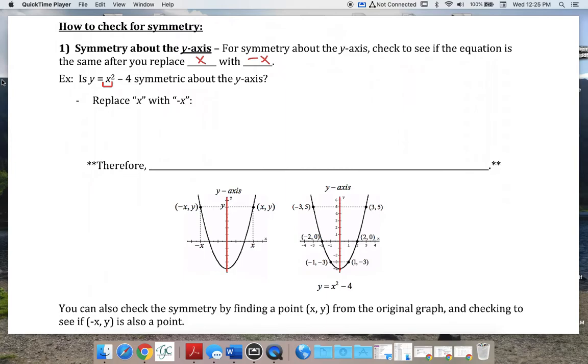So let's plug negative x in. So we'll have y equals, instead of x, we're going to plug in negative x, and that's what we'll be squaring, minus 4. Now when we simplify this, negative x squared, a negative times a negative is a positive, x times x is x squared. So this is still x squared minus 4. So since this equation matches the original, then the equation y equals x squared minus 4 is symmetric about the y-axis.